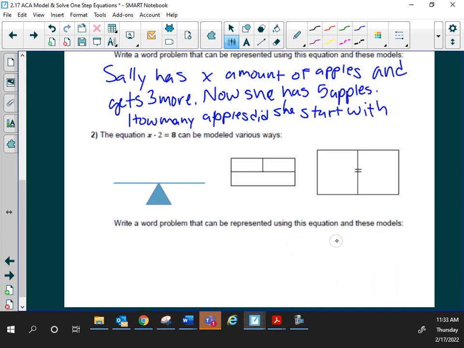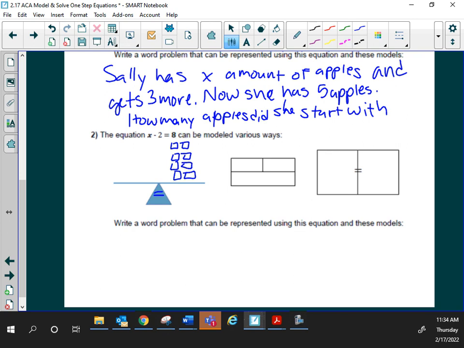All right, next one. The first one we did addition. I'm of course going to show you what subtraction looks like as well. So the equation X minus 2 is equal to 8. This little triangle, again, is our equal sign. Let's go ahead and model 8 over here. 1, 2, 3, 4, 5, 6, 7.